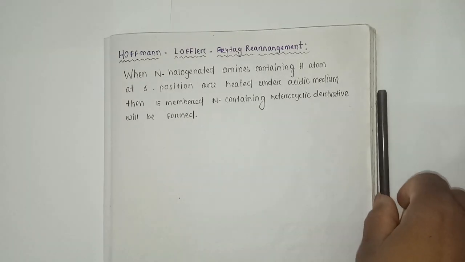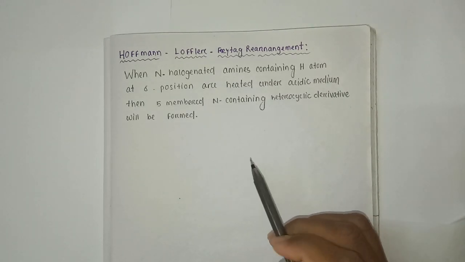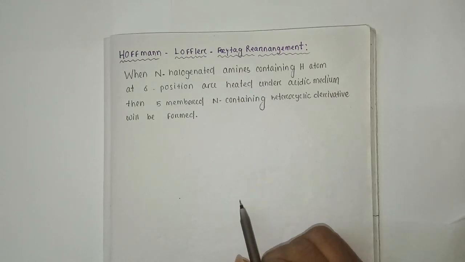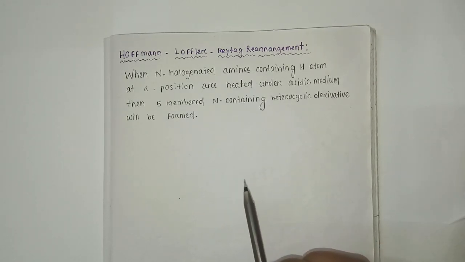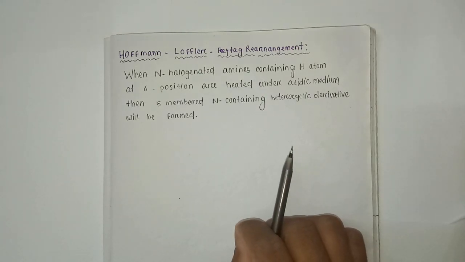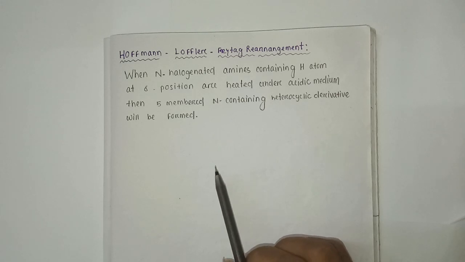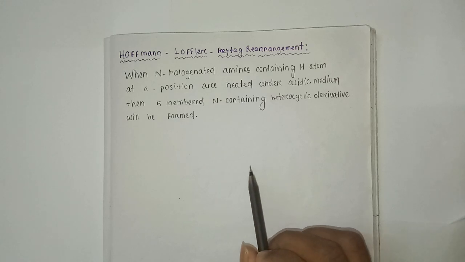Okay friends, so today we will start one of the most important rearrangement reactions, that is the Hofmann-Loffler-Freytag rearrangement. First of all, try to understand what the Loeffler-Freytag rearrangement is. In this rearrangement we have nitrogen halogenated amines which contain a hydrogen atom at the delta position.